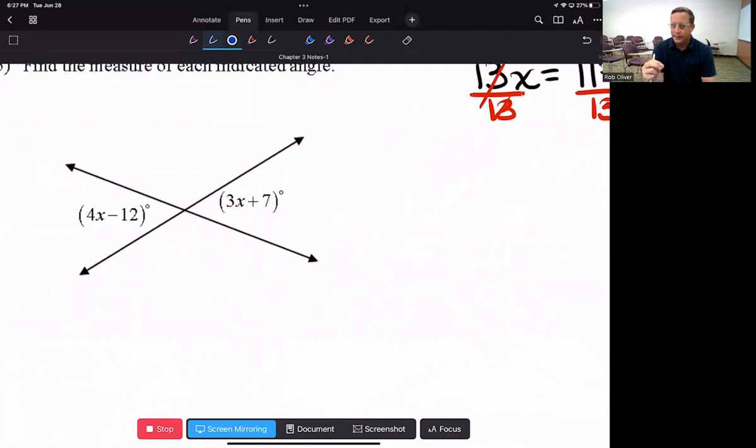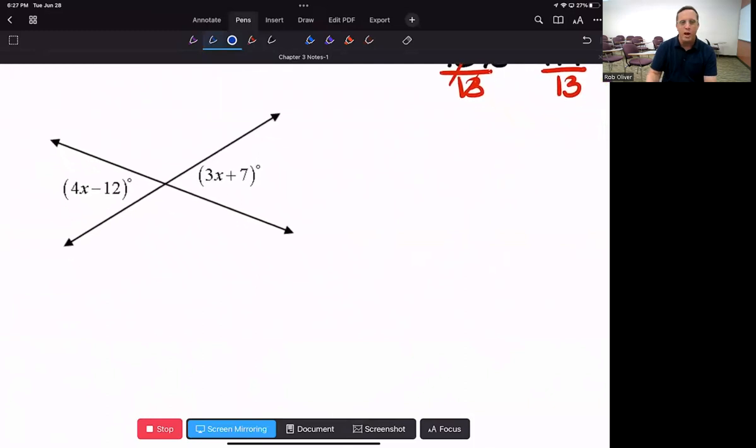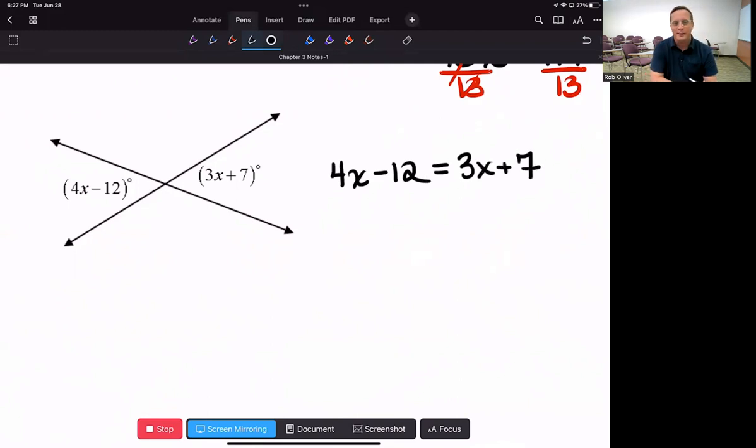The most important thing you got to remember about vertical angles is that they're equal to each other. They're not equal to 90. They're not equal to 100. They're not equal to 180 necessarily. They're equal to each other. So that is how we're going to set up our equation. We're going to set up the equation so that one expression equals the other, because we're looking for x. And just like we did in the last problem, x is going to help us figure out what the angles are once we put it in.